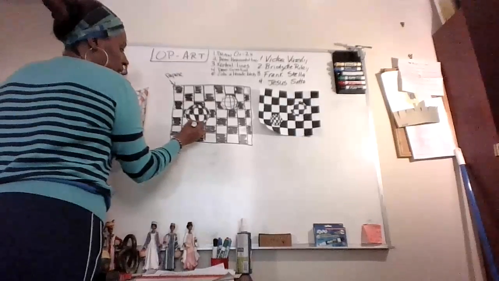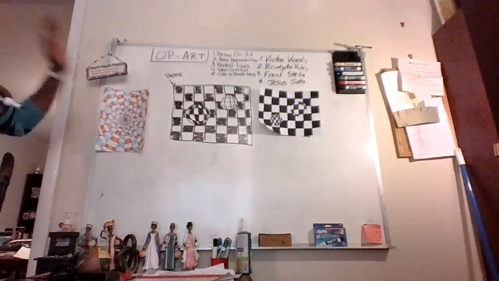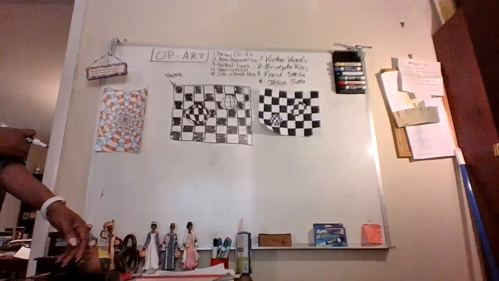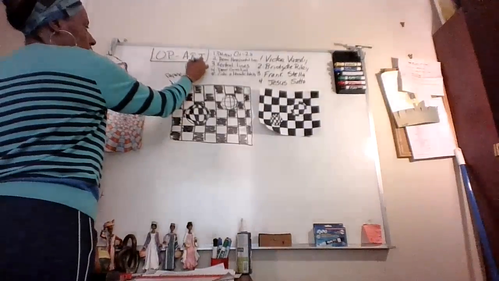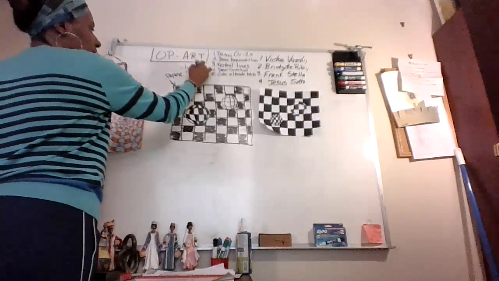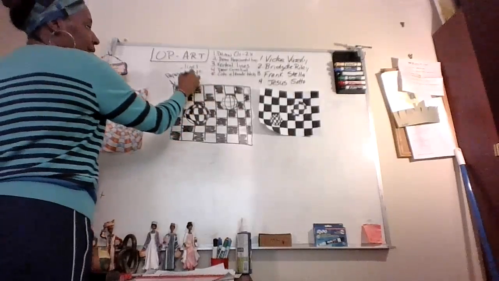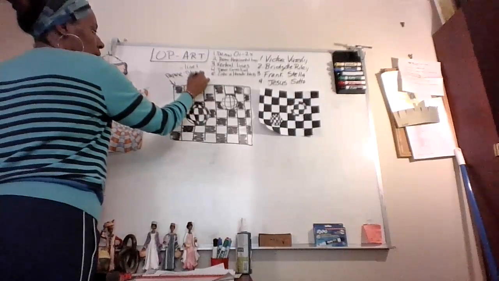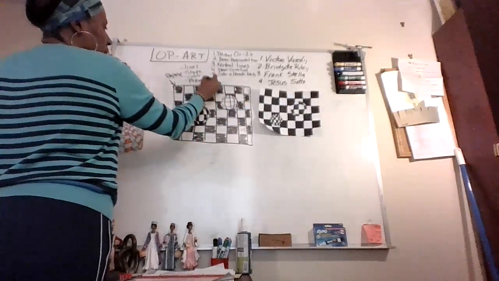And when we talked about on our homework assignment what elements of art are most used with OpArt, we know that we use lines, we use shape, color, even form here, and we use space.